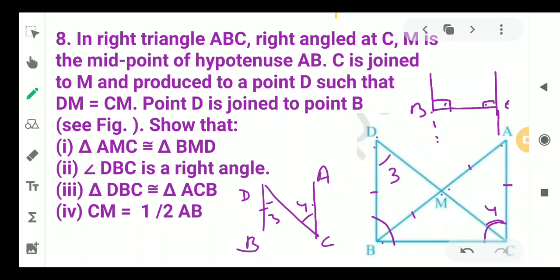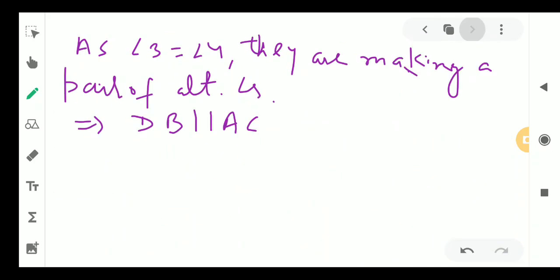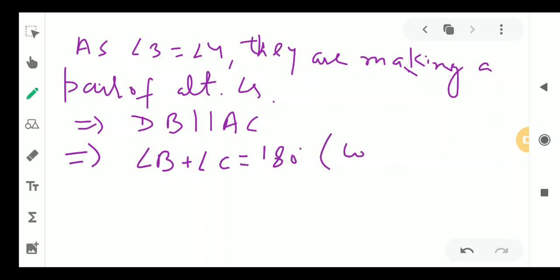And we know that in parallel lines, co-interior opposite angles form a supplementary pair, means their sum is 180 degrees. So we can write angle B and angle C sum will be 180 degrees. So DB parallel to AC implies angle B plus angle C equals 180 degrees, that is co-interior.